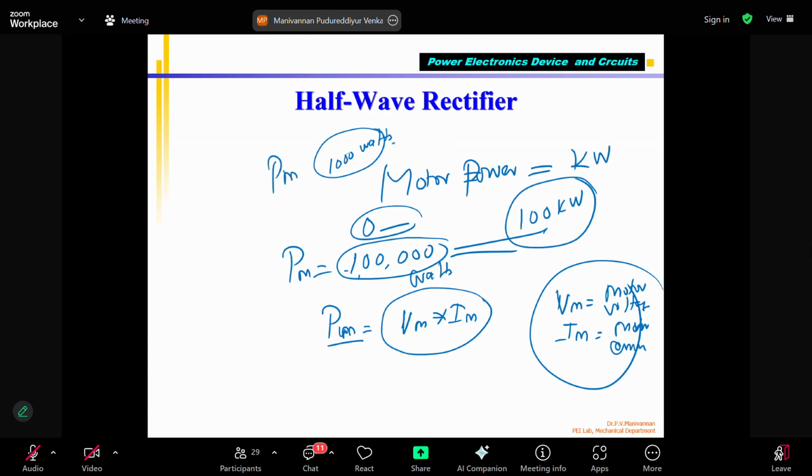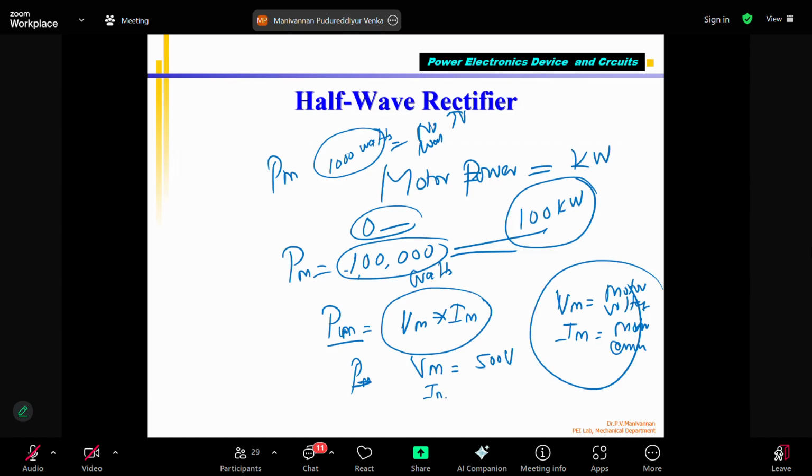The motor is consuming power at no load or idle condition. Please note that at that time you are supplying your motor. As I said, the motor power is already shown as 1 lakh watts, or 100 kilowatts. The motor voltage VM is 500 volts. You have taken a BLDC motor, which is used in your electric vehicle, which is 500 volts.